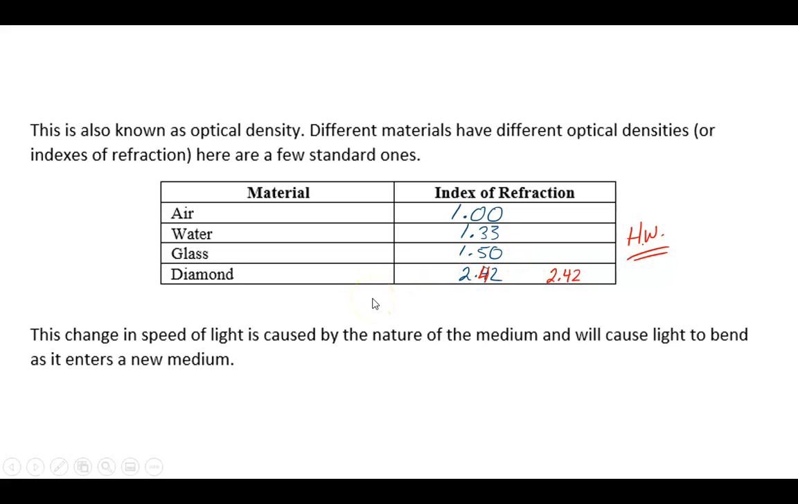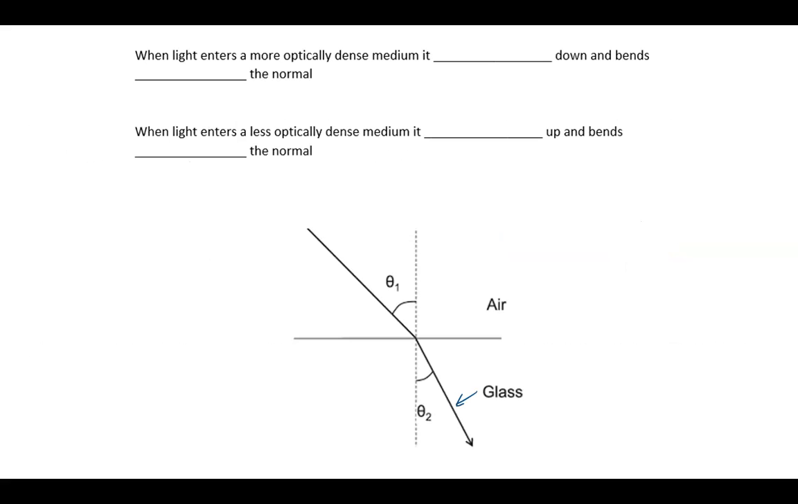Because of the slowing down of light as it moves into the medium, or the speeding up as it moves out of a medium, it's going to bend. When it slows down, it bends towards the normal. When it enters something less dense, it speeds up and bends away from the normal. Here we have our incident ray, and the normal is just that dotted line perpendicular to the surface. The angle of incidence is between that incident ray and the normal.